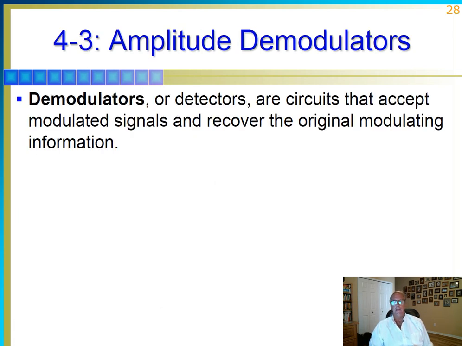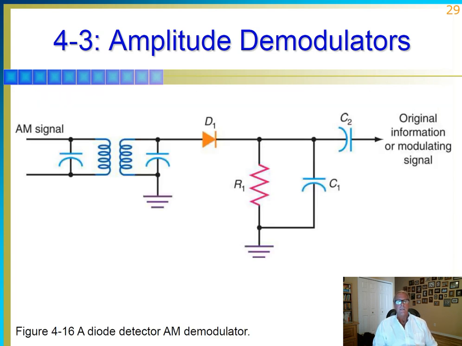Okay, let's look at some demodulators. So they take the modulated signal and recover the original modulating information. That's our lab we did, right? So here's a diode detector. A diode detector is also known as an envelope detector, also known as a crystal radio. Some of you maybe have heard of crystal radios. Notice there's no batteries on this. This can actually work. You can build this and you can listen to AM stations if you want to.